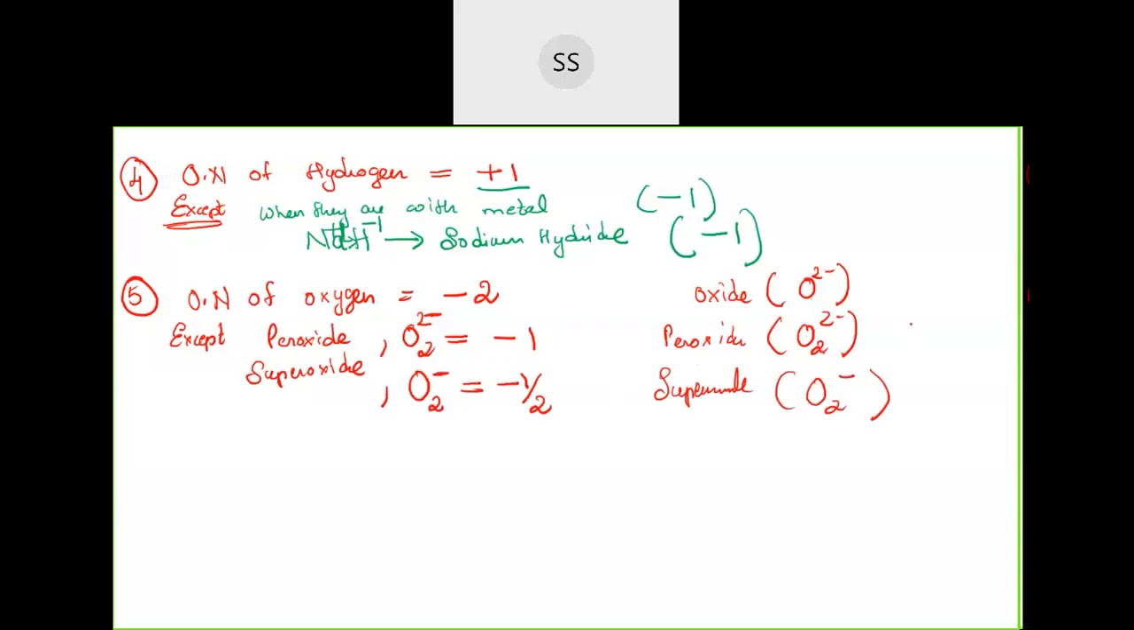So for 1 oxygen, how much will it be? For 1 it will be minus 1. Here O2 is carrying minus 1, so for 1 oxygen it will be half, no? Okay, getting it? So except these cases, remember, these are exceptional cases. Except when they are peroxide, it is minus 1. When they are superoxide, it is minus half. Hydrogen peroxide is one such example.